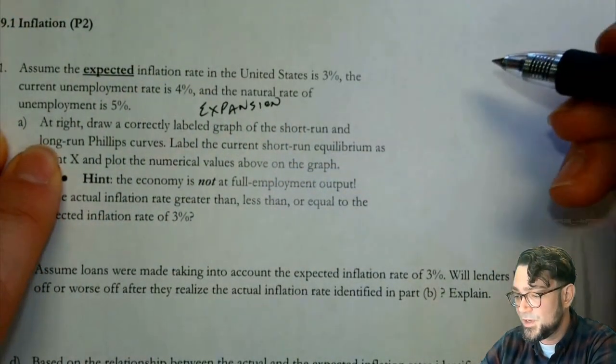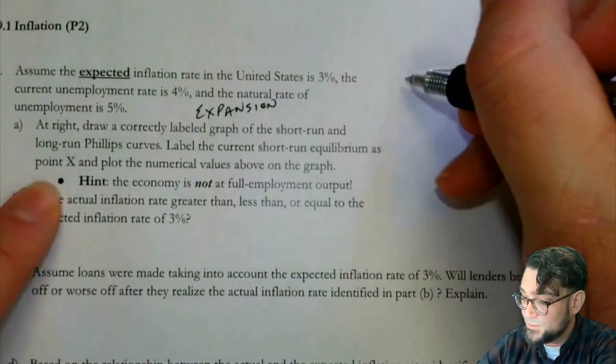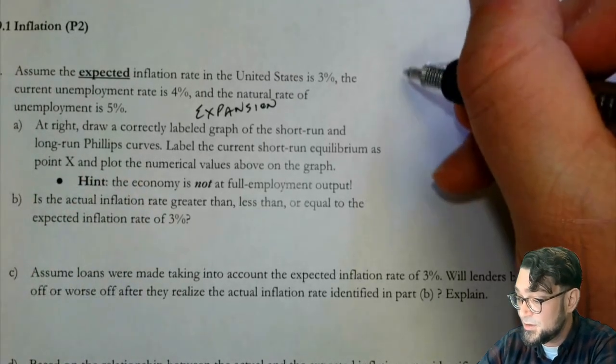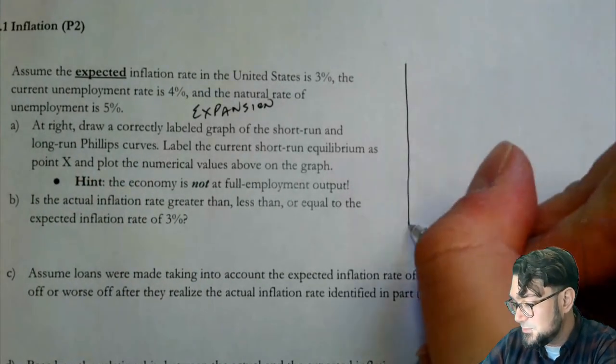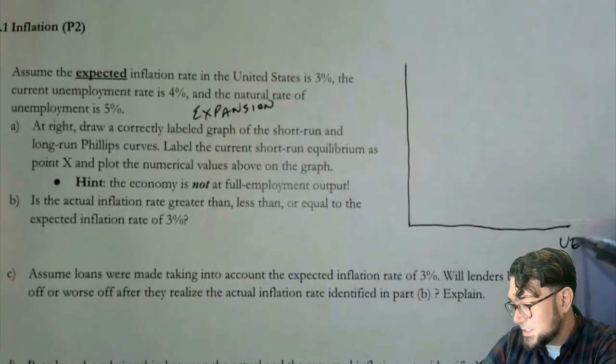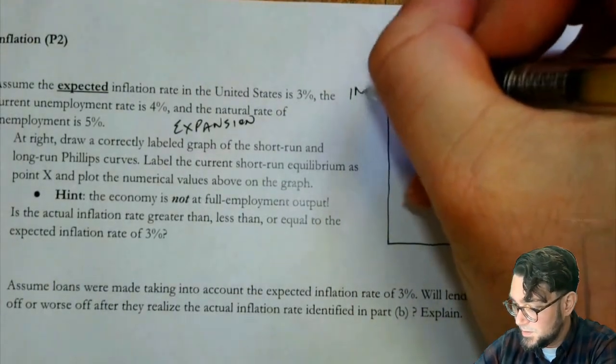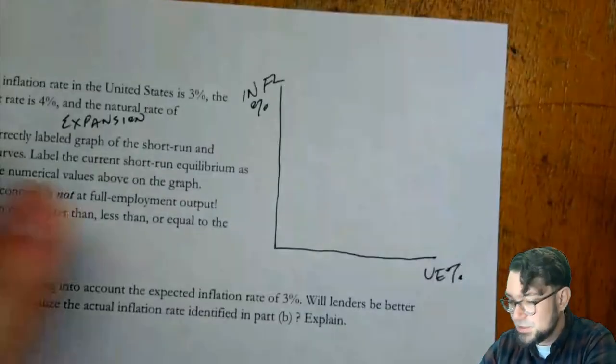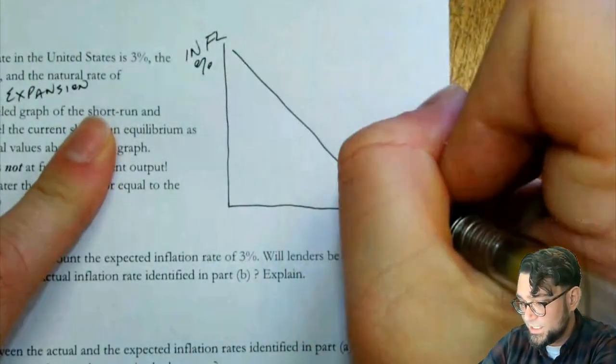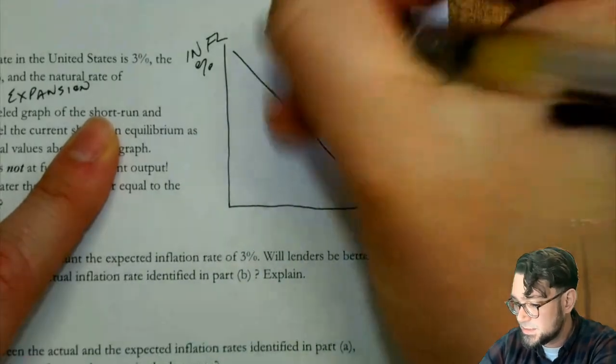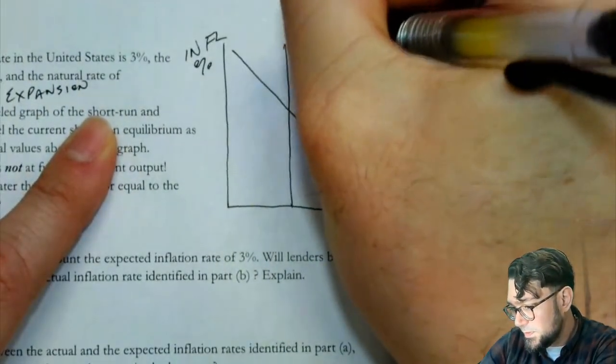And it says, draw a correctly labeled graph of the short run and the long run curves, label the current economy as point X, and plot the numerical values. And I even gave you that hint right there that says this economy is not at full employment. So we're going to first draw inflation and unemployment rate. And first the SRPC comes down, and there we got that.